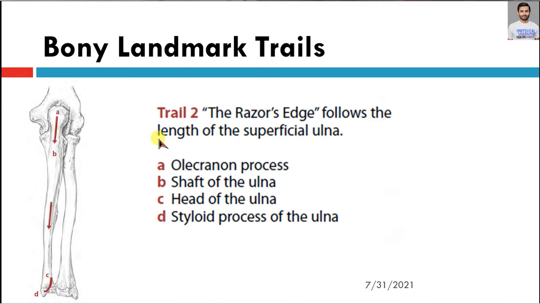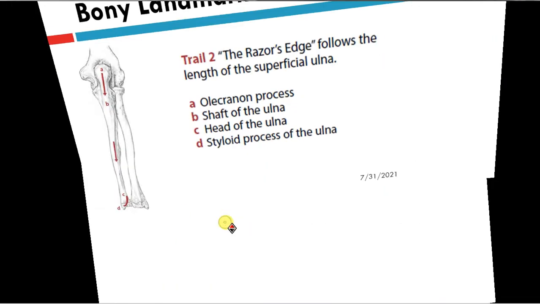In this picture, we are looking at the ulna. This is called the razor's edge because the dorsal side of the ulna is a bit sharp and it's easily palpable, and that is the reason it is called the razor's edge, and it becomes very superficial. So over here you can see the olecranon process. The shaft of the ulna can be seen, the head of the ulna, although very small, is present towards the distal end, and the styloid process of the ulna.